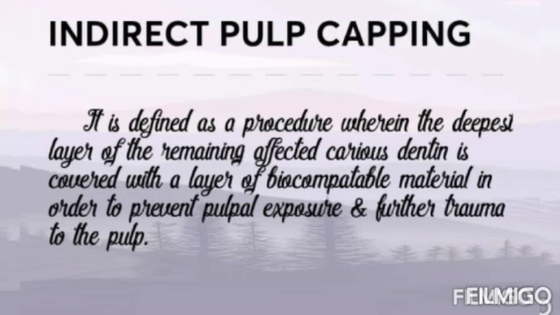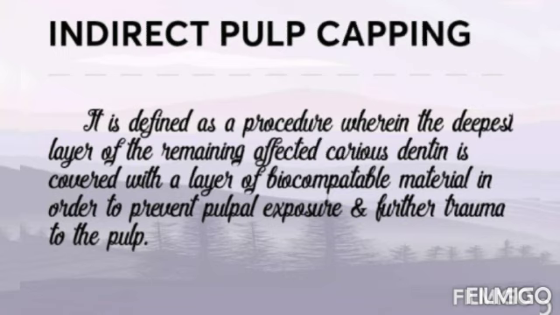Indirect pulp capping. It is defined as a procedure wherein the deepest layer of the remaining affected carious dentin is covered with a layer of biocompatible material in order to prevent pulpal exposure and further trauma to the pulp. Here, the remaining affected carious dentin is present. It is not removed. After this, we have to apply the biocompatible material.